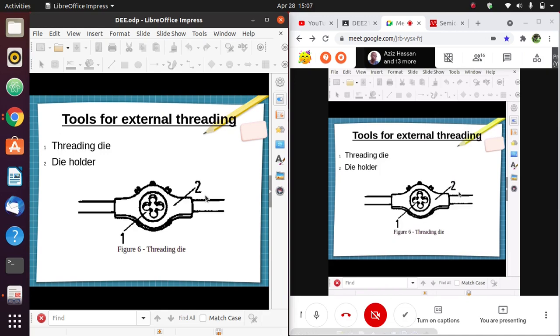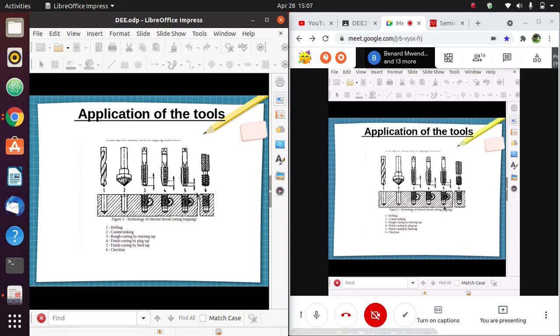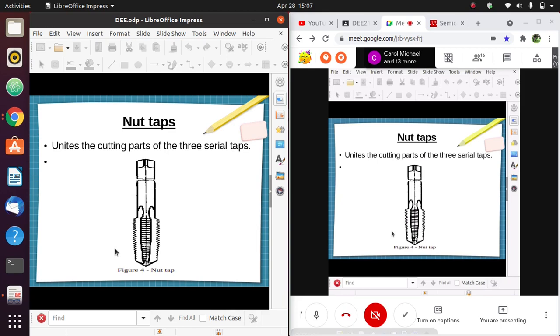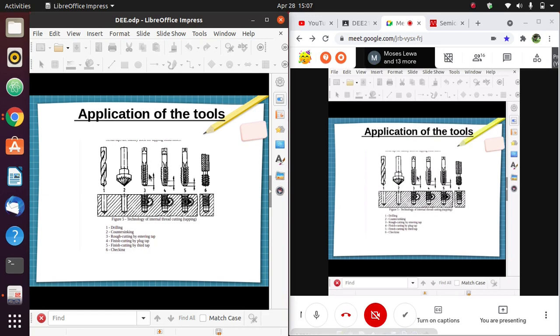Now, there is this nut tap. A nut tap is a different one than these three serial taps. If I don't want to go through that process ya kutumia hizi tatu, I can just use the nut tap directly. Itafanya hiyo kazi yote. For those three, it will act as an entering tap, it will act as the plug tap, and it will act as a finishing tap. But this is usually done wakati uko na haraka. The threads that are formed when you use this might not be as strong and smooth as when you use these three serial taps.